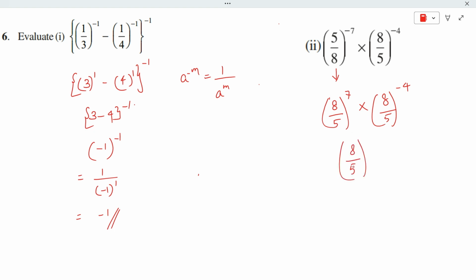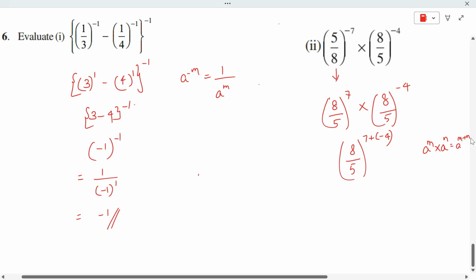So the base 8 by 5 and the power has to be added. Why I'm adding the power? Because I have the laws of exponent, isn't it? When the bases are same and the powers are different, I can just add the powers, keeping the base as it is. So final answer will be 8 by 5 to the power 3. So if I want to evaluate this, 8 times 8 times 8 divided by 5 times 5 times 5, which is just 512 by 125.